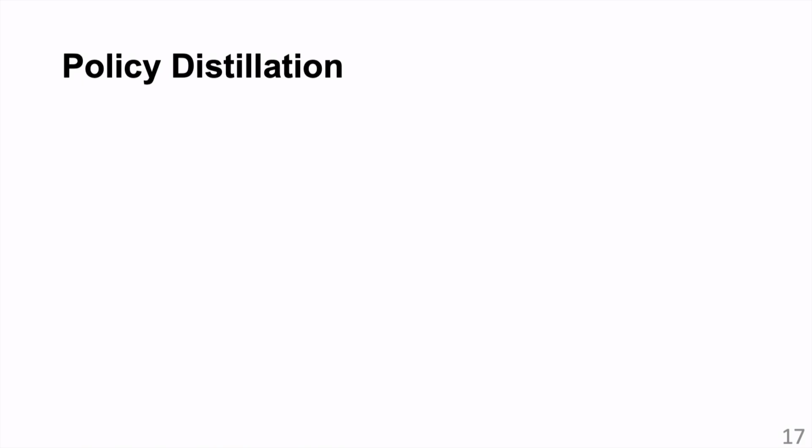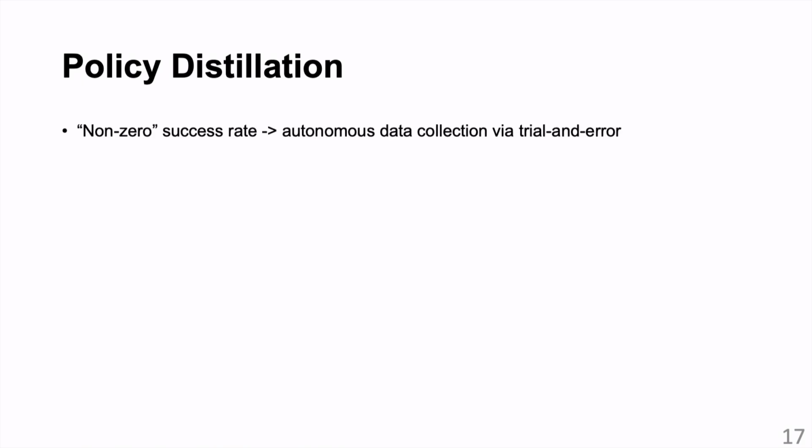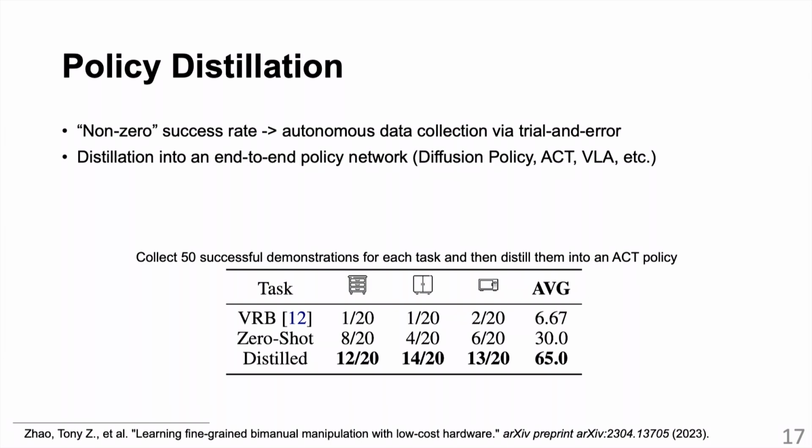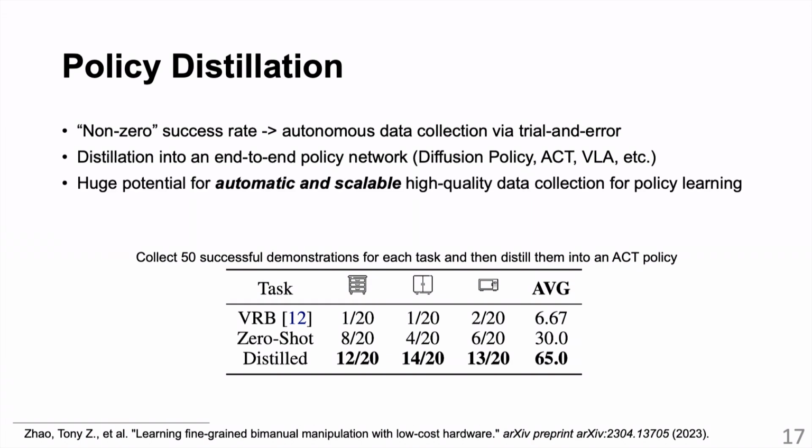We also show that our method has various downstream applications. First, our framework can be used for policy distillation. The non-zero success rate can enable autonomous data collection via trial and error in a very short time. Those data can be distilled into an end-to-end policy network like diffusion policy, ACT, or VLA. So it offers us huge potential for automatic and scalable high-quality data collection for policy learning.